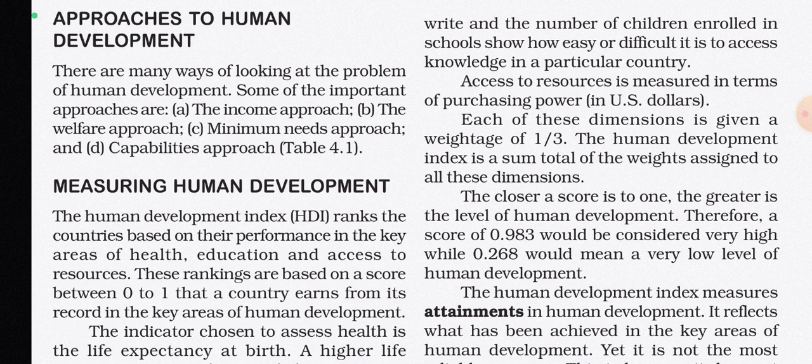The Human Development Index measures attainments in human development. It reflects what has been achieved in the key areas of human development. Yet it is not the most reliable measure. This is because it does not say anything about the distribution. The Human Poverty Index is related to the Human Development Index. This index measures the shortfall in human development.